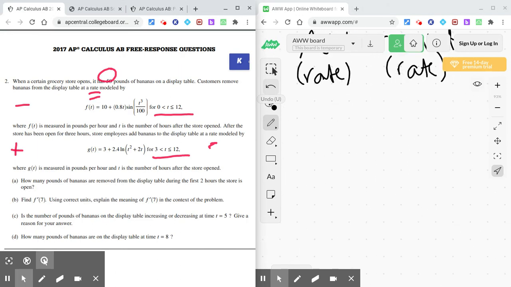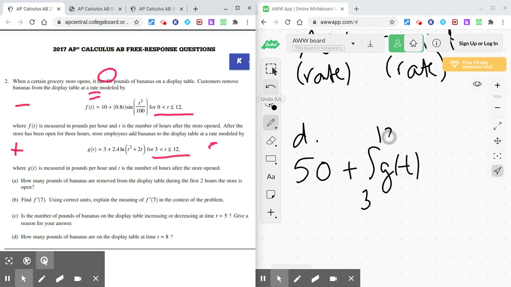Finally, and probably my favorite part of this, D: how many pounds of bananas are on display at time equals 8? So now you've got to bring everything into it. Well, to start, there's 50 pounds of bananas. So I've got to start with 50. Plus, how many are being added? Well, that's the integral of G of t, but you have to be careful here because G starts at 3 and goes to 12. Oh, I'm sorry, it doesn't go to 12 in this case because we want to find this at time equals 8. So from 3 to 8.